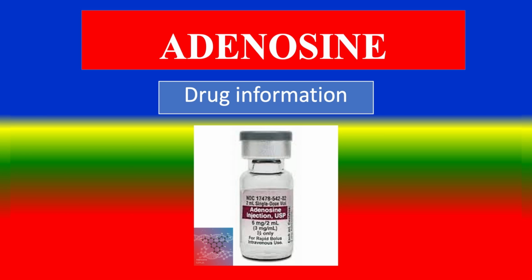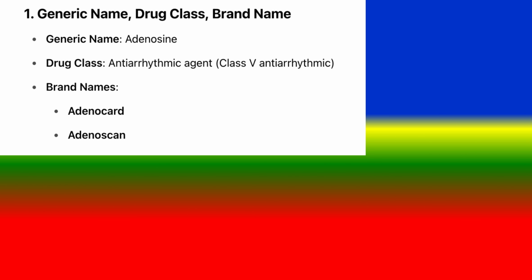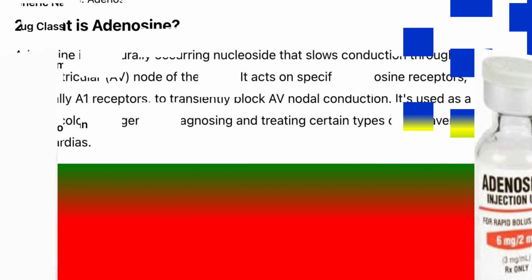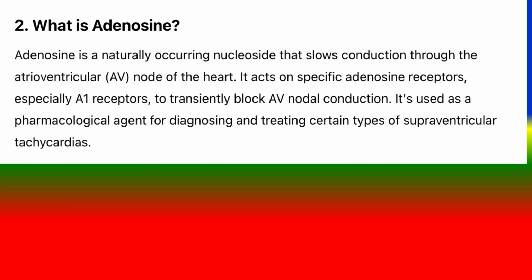Here is a detailed overview of adenosine, covering all the points you've asked for. 1. Generic name, drug class, brand name. Generic name: adenosine. Drug class: antiarrhythmic agent, class V antiarrhythmic. Brand names: Adenocard, Adenoscan.